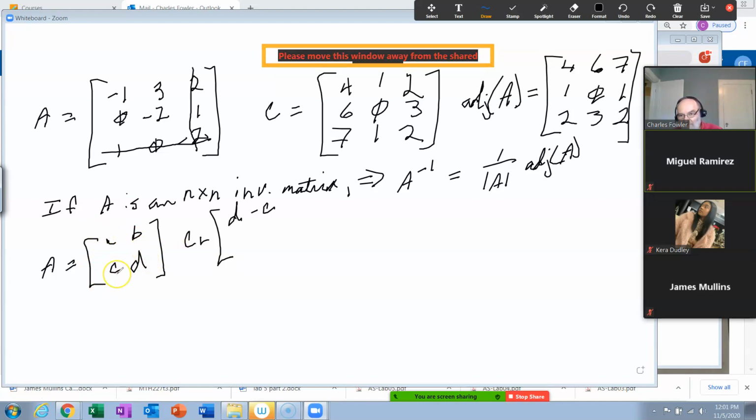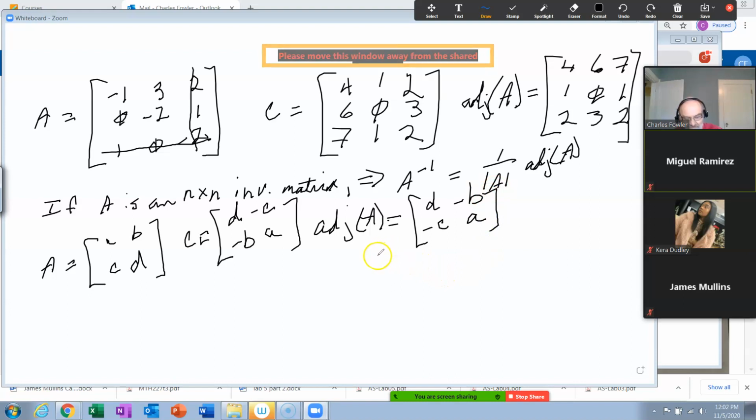Wipe out the second row, first column, and that gives you a minus b, because again, that's an odd position, a negative position there. Then wipe out the second row, second column, and that gives you a. Now, there's the cofactor matrix. Your adjoint of A would then be the transpose of that, which would be d, minus b, minus c, a.